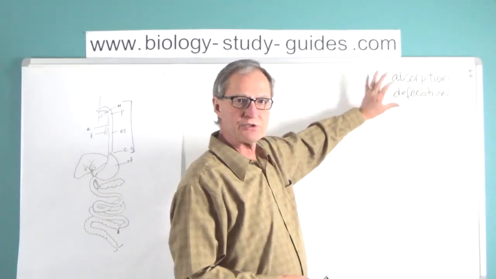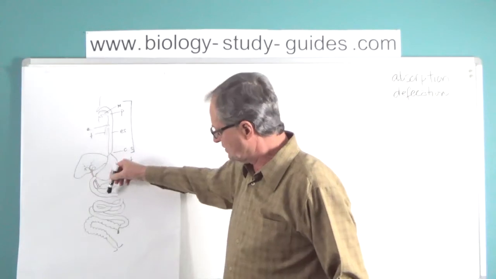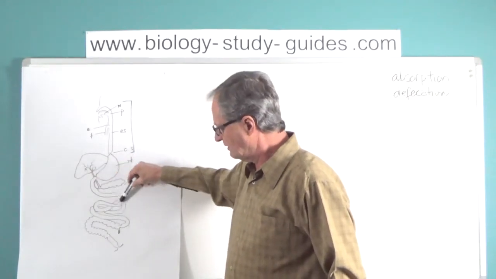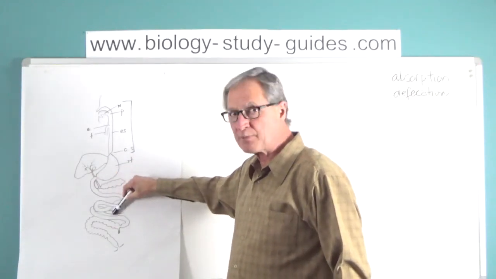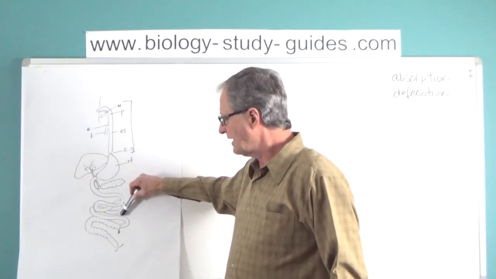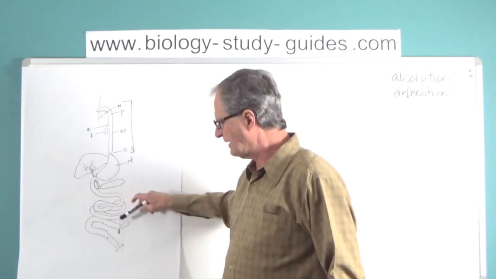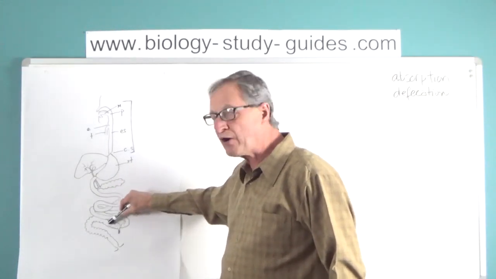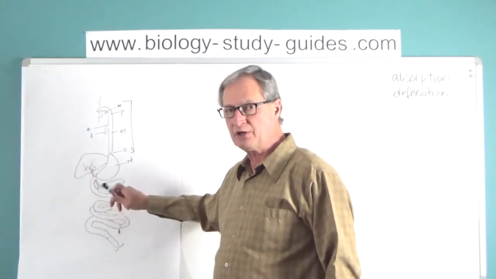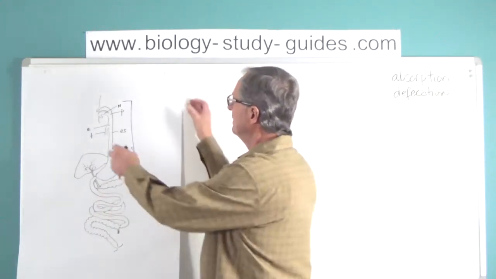These 2 functions occur in this part. The ileum, the last part of the small intestine, and defecation occurs through the anus here. We have to prepare the material for defecation in order to get there, however.